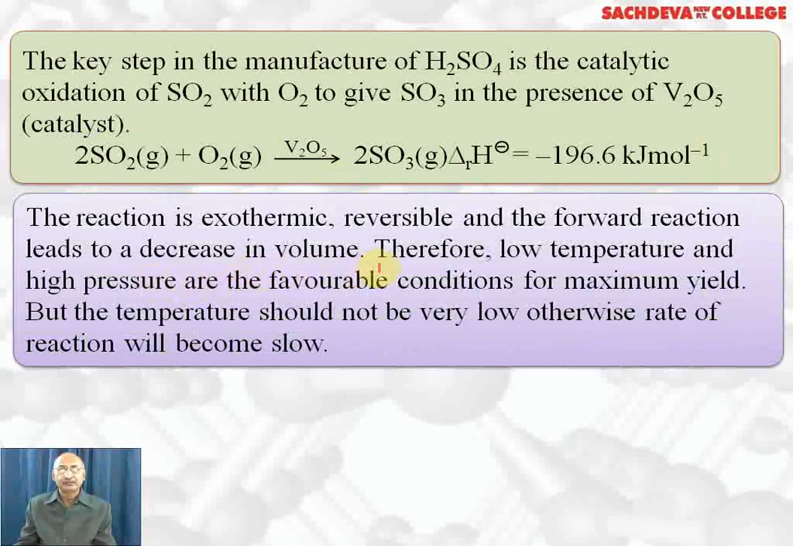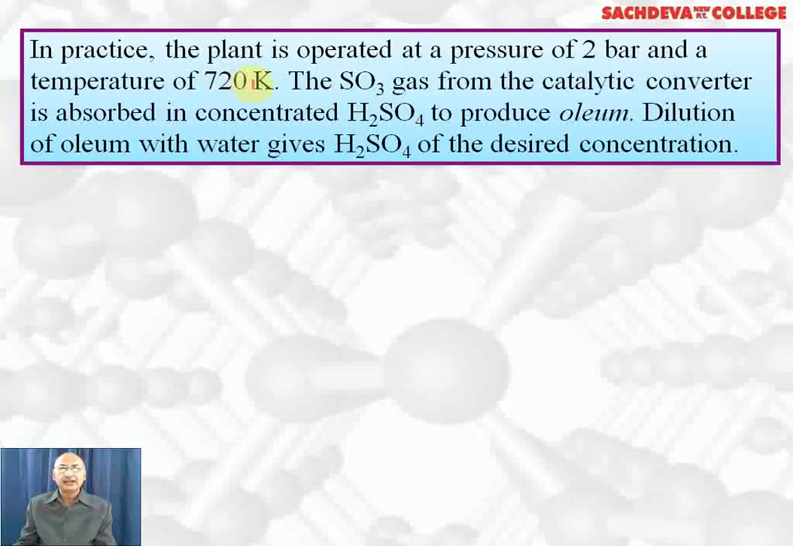The reaction is exothermic, reversible, and the forward reaction leads to the decrease in volume. Therefore, low temperature, more accurately optimum temperature of 700 Kelvin, and high pressure are favorable conditions for the maximum yield of sulfur trioxide. Here the temperature should not be low because at low temperature the rate of reaction will be very slow. That's why we keep the temperature optimum, that is 770 Kelvin is the most suitable temperature. In practice, the plant is operated at the pressure of 2 bar and a temperature of 720 Kelvin. It can be in the range of 720 to 770 Kelvin, and pressure should be 2 bar.